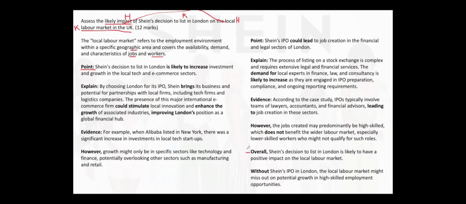I like the word without if we can. You can't always consider the alternative, but with this one we definitely can. It's quite easy. Well, we're considering them listing. The alternative is not listing. Without Shein's IPO in London, the local labour market might miss out on potential growth in high-skilled employment opportunities. So it is a slightly future-orientated justification. This was written under timed conditions.